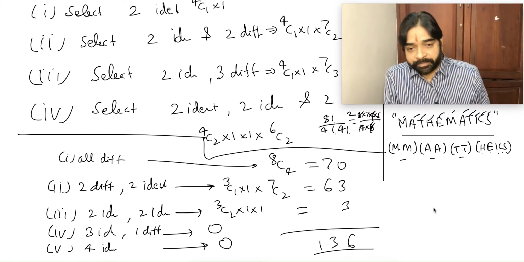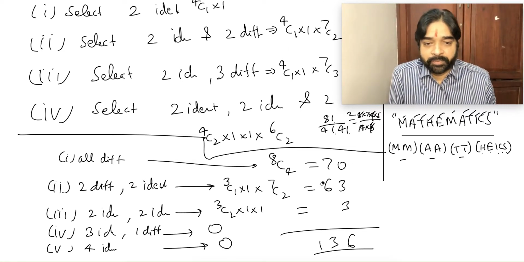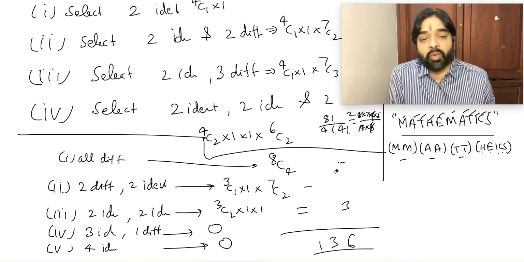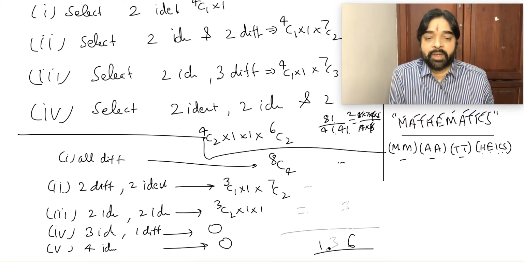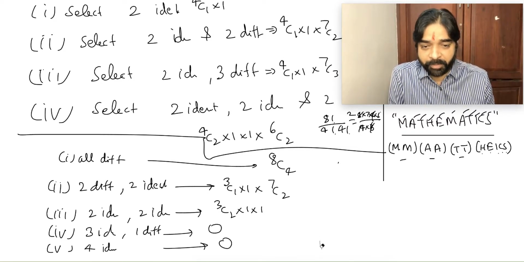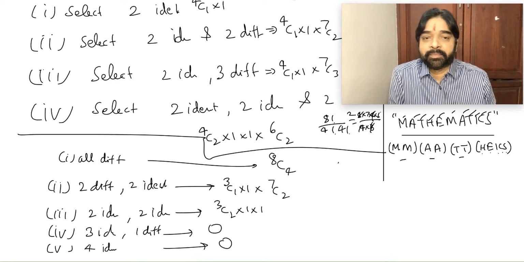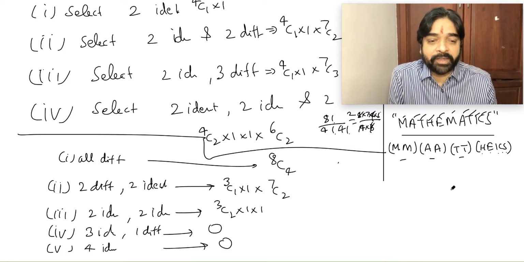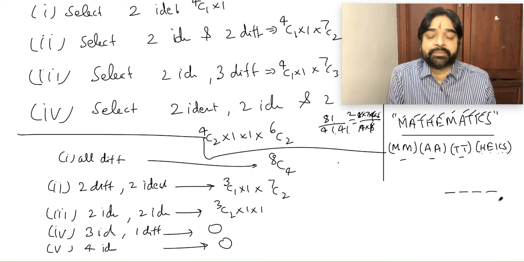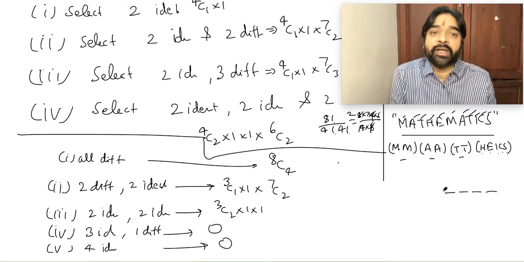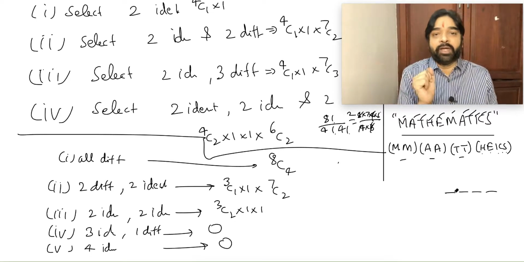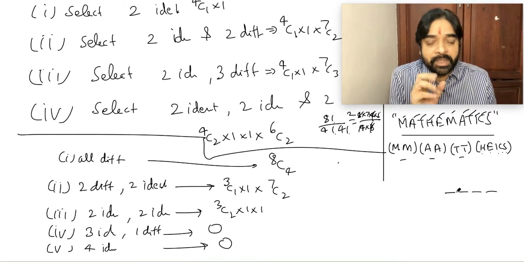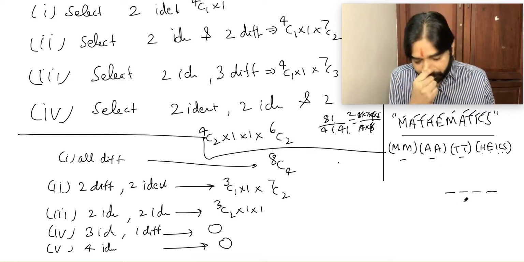Little bit, not much. If I ask you, how many different 4-letter words can be formed from the letters of the word MATHEMATICS? Did you understand my question? Suppose I say I have to form a 4-letter word. So first you have to select 4 letters and then you have to arrange the 4 letters. Selection and arrangement both are taking place. Did you understand?